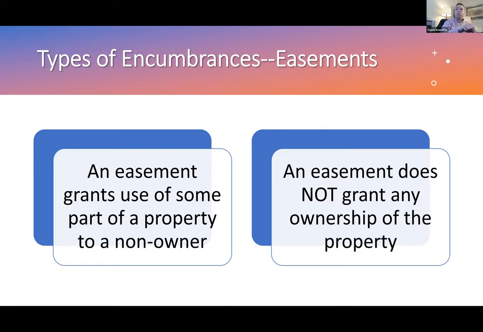But in general, easements don't grant ownership to the easement holder. What they do is they grant everything else, use and enjoyment of that part of the property, without granting ownership. Who still owns the land? The owner. So who is responsible for maintenance of the land and paying taxes on the land, even the land that includes the easement? The owner. The owner also gets to use the area of the easement, but what they can't do is restrict the use of the easement holder. The easement holder has the right to access that property.